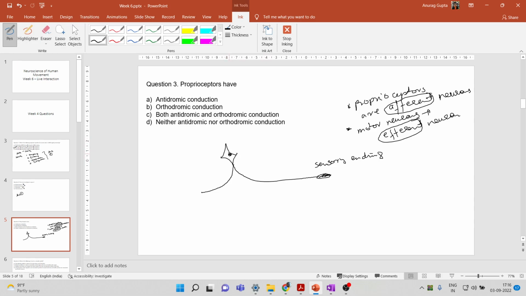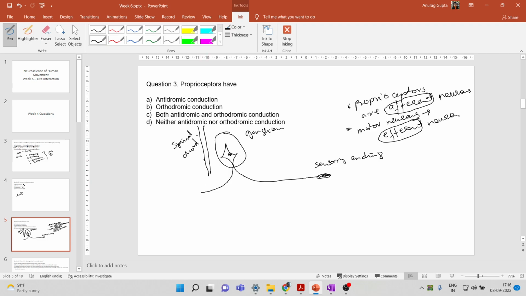We know that the cell body of a proprioceptor is actually located in a ganglion. A ganglion is a collection of cell bodies. So the cell body of a proprioceptor is located in a ganglion which is close to the spinal cord. This is a ganglion which has many other cell bodies, and we have a spinal cord here. The cell body is located close to the spinal cord, and it has a characteristic T shape.